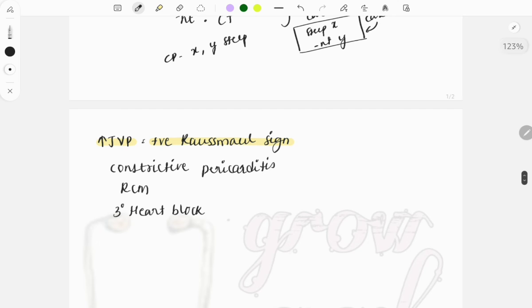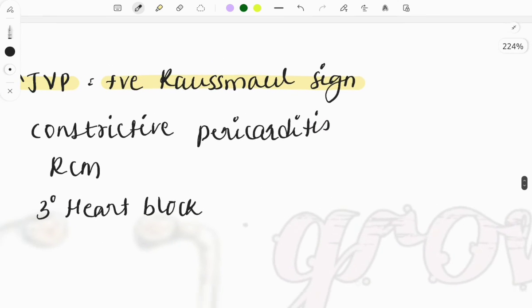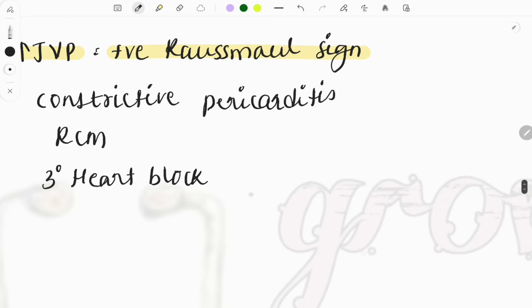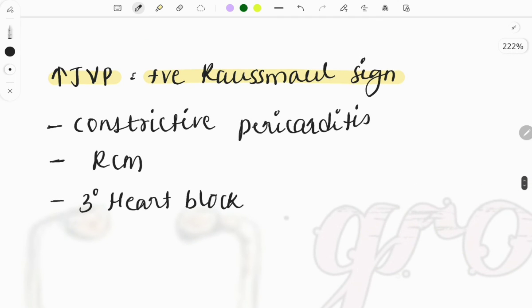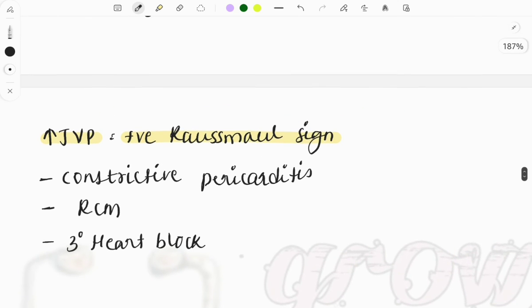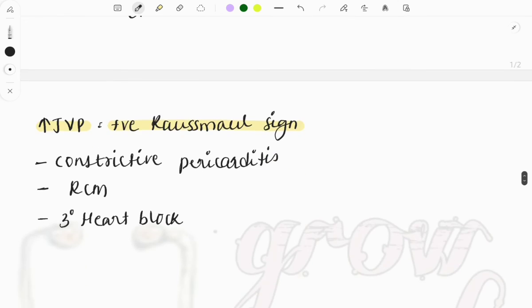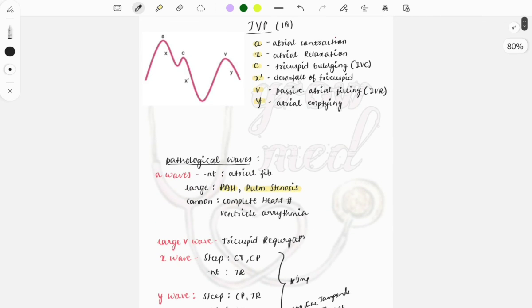Then another important finding associated with the JVP is Kussmaul sign. Usually on inspiration the JVP decreases, but if it increases on inspiration, that sign is called a positive Kussmaul sign, and it is seen in three diseases. The first is constrictive pericarditis, the second is restrictive cardiomyopathy, and the third is third degree heart block. In these three conditions the JVP increases on inspiration. So remember these also. Yes, this was all about the JVP, which you must remember.